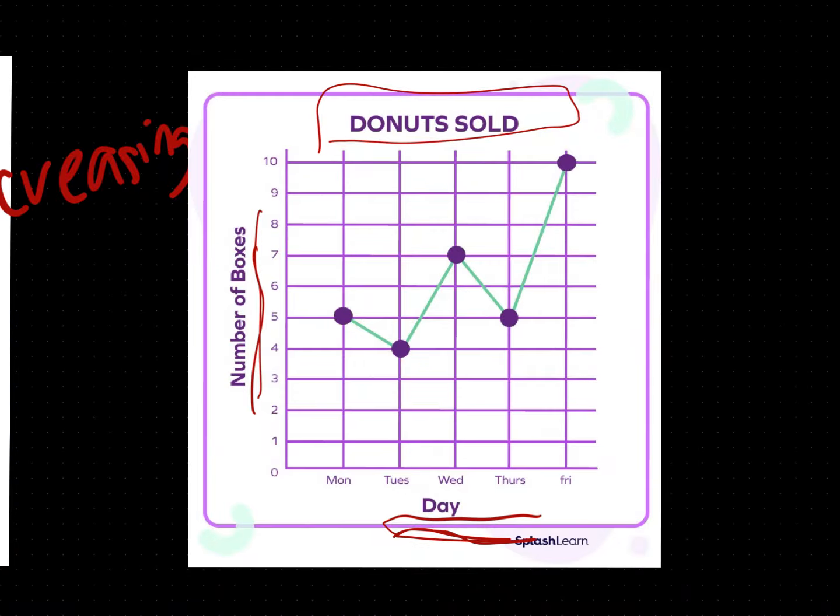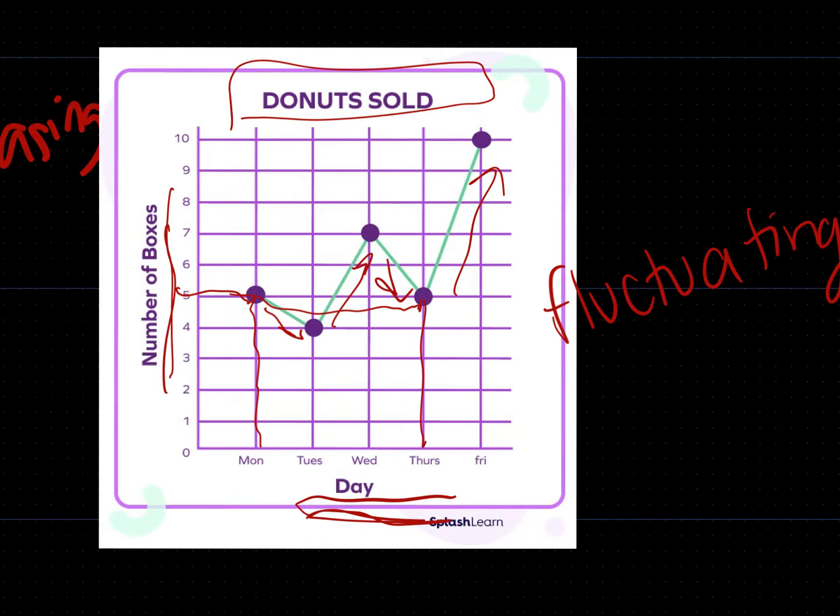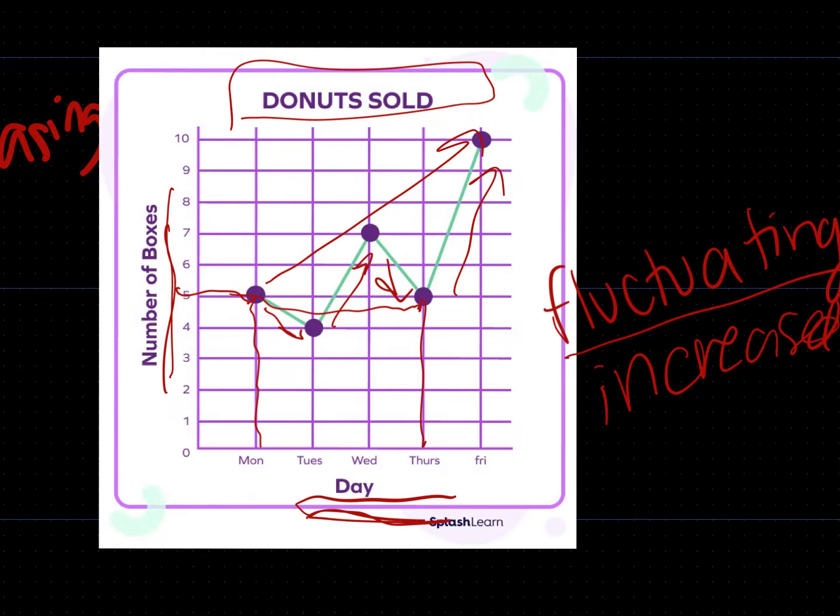So we can look at Monday, there were 5 boxes sold. Thursday, there were also 5 boxes sold. This graph, it's a little harder to identify one trend because we can see a decrease, an increase, a decrease, an increase. So we might call that fluctuating. It's not one trend the whole way. The number of boxes sold per day was fluctuating, but overall, it increased. So this graph was fluctuating, but overall it increased.